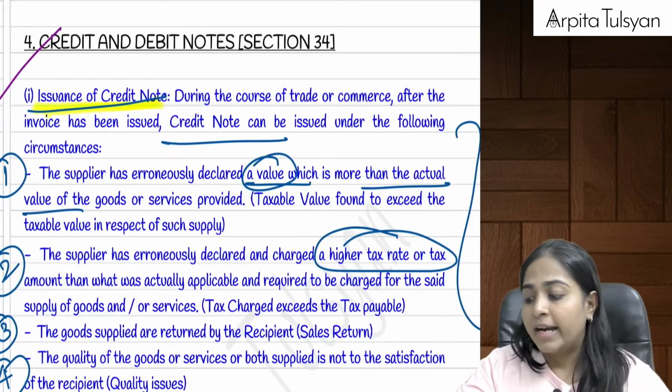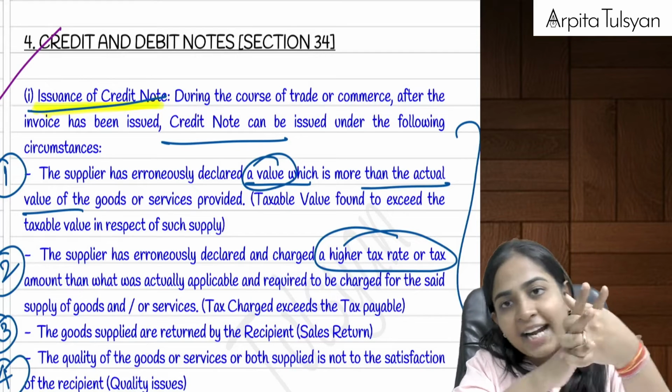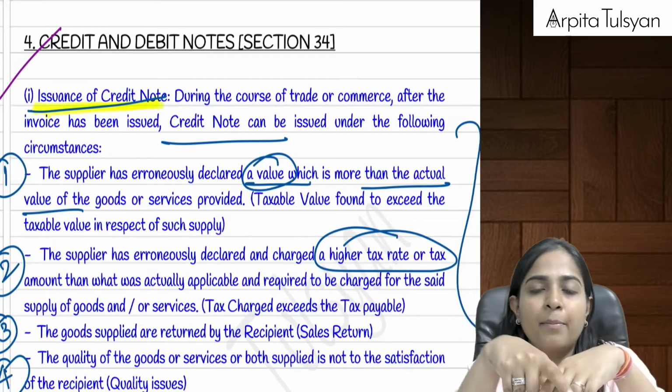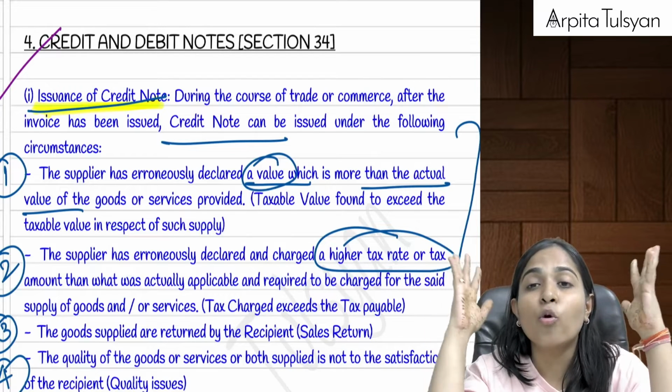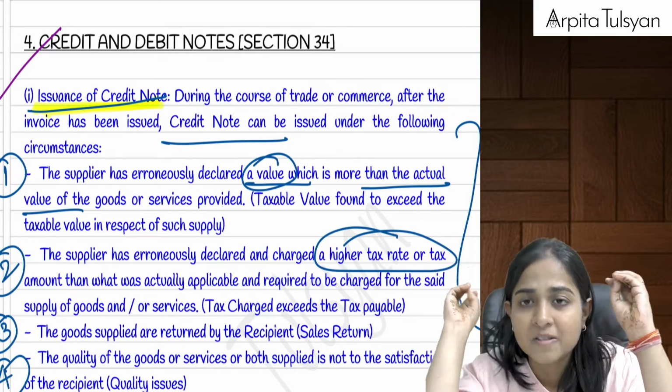Right, then going on to the next concept, which is talking about your credit and debit notes. Okay, first of all, both of these documents, credit note and debit note, can be issued only by the supplier. Just keep that in mind, it is issued only by the supplier of the goods.